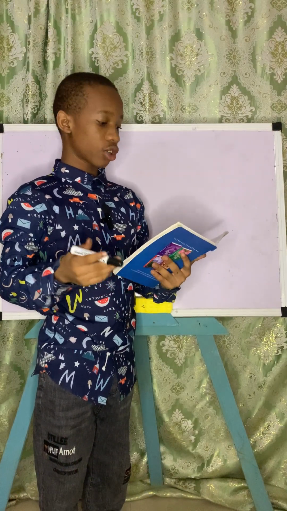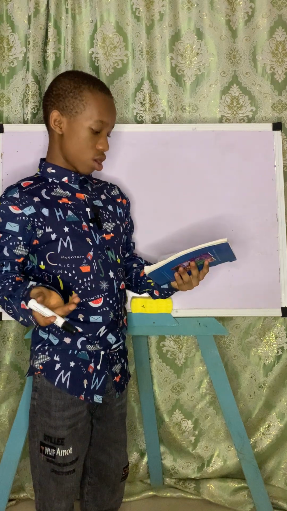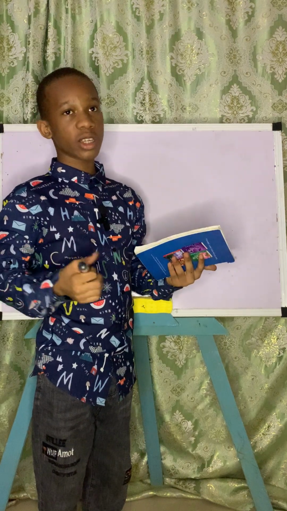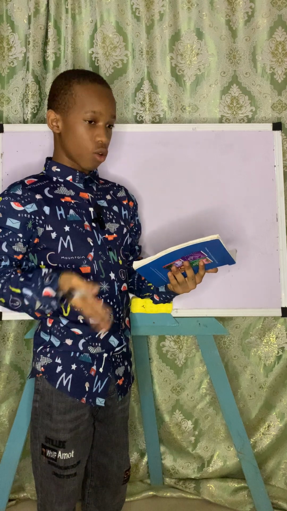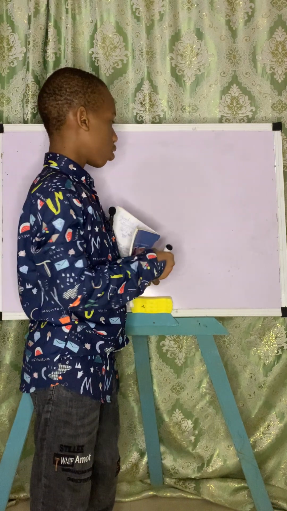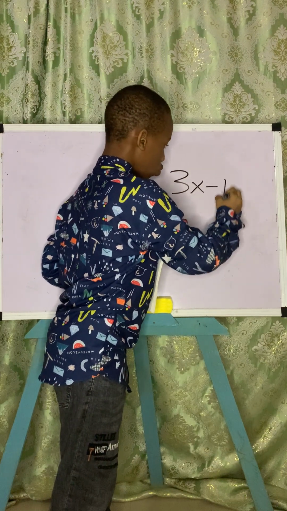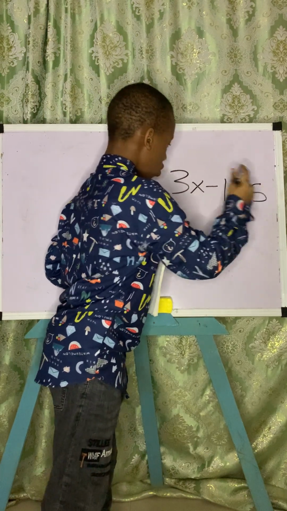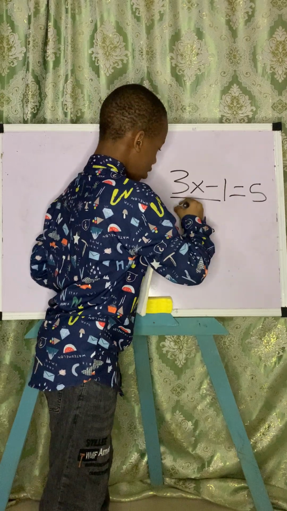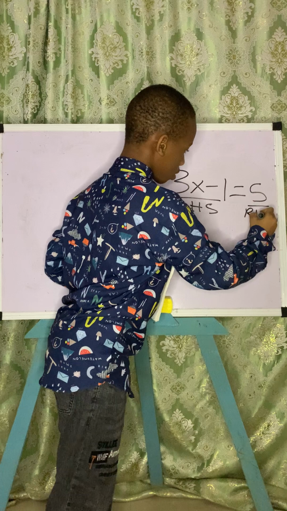Today's topic is equation and formula. An equation in algebra is when two things are equal. It's a mathematical statement saying this equals that. All equations contain an equal sign. For example, let's take the equation 3x minus 1 equals 5. All equations have a left hand side and a right hand side.